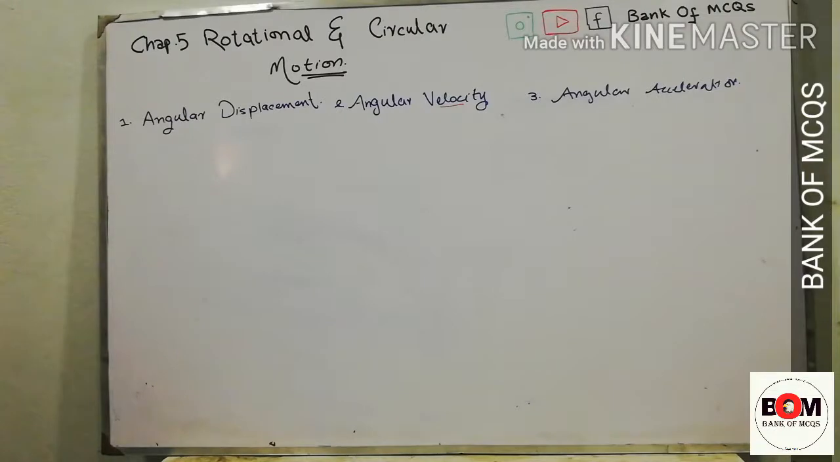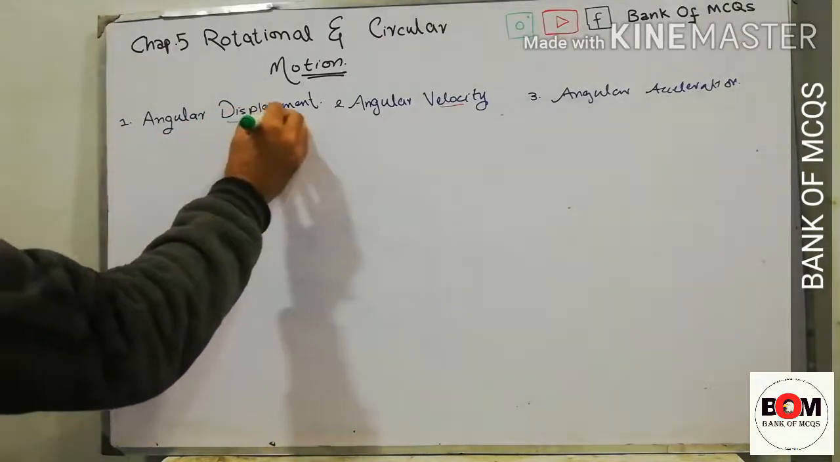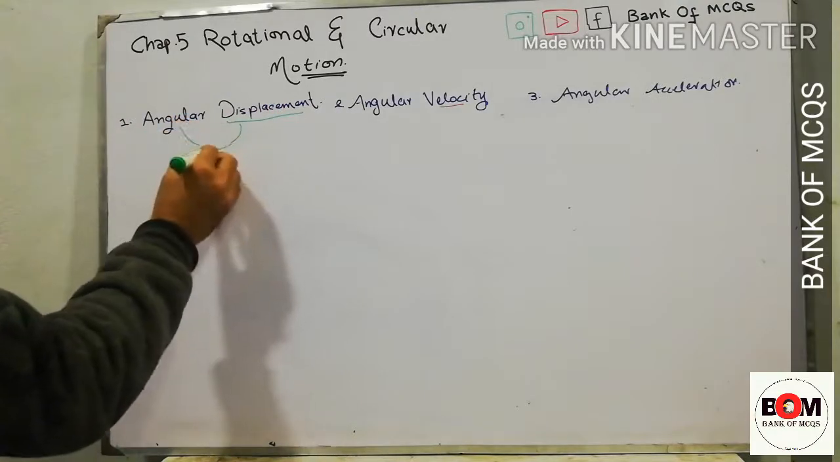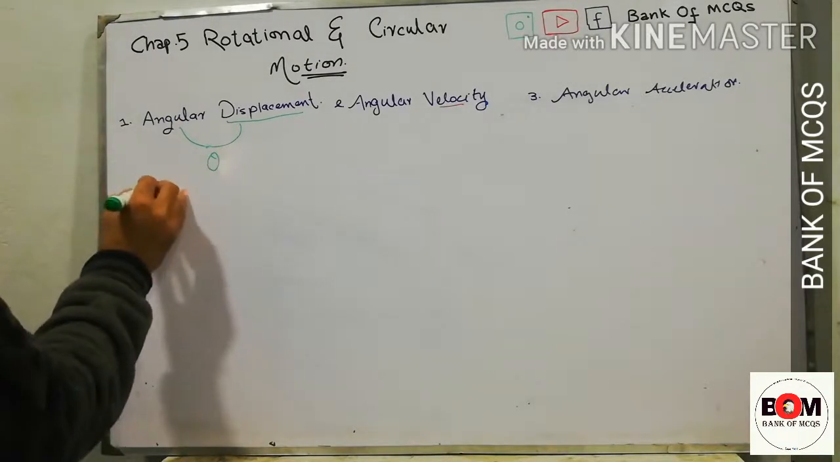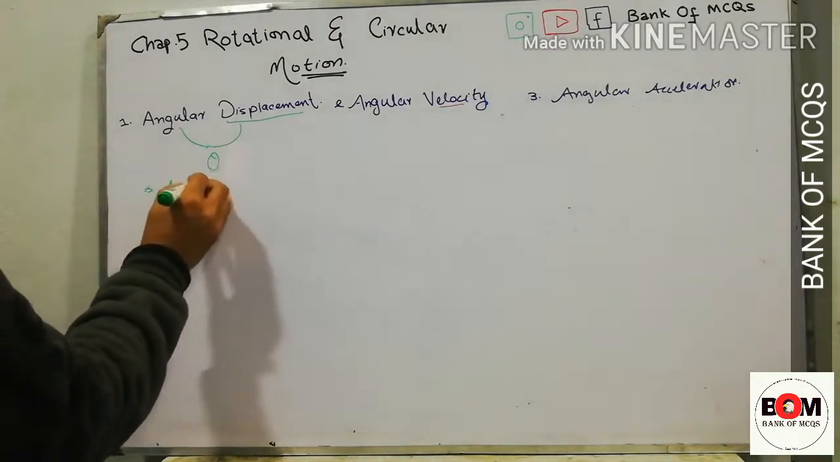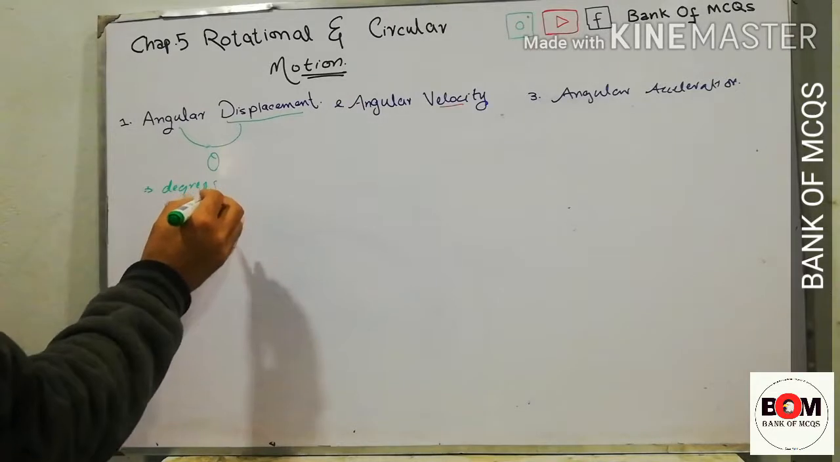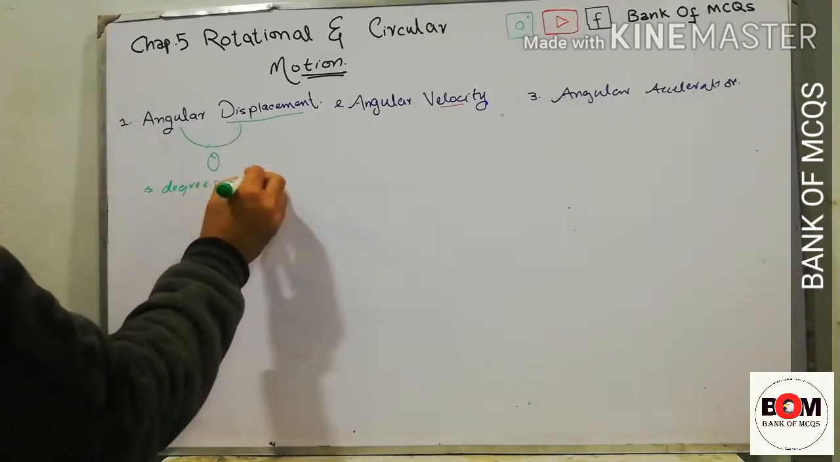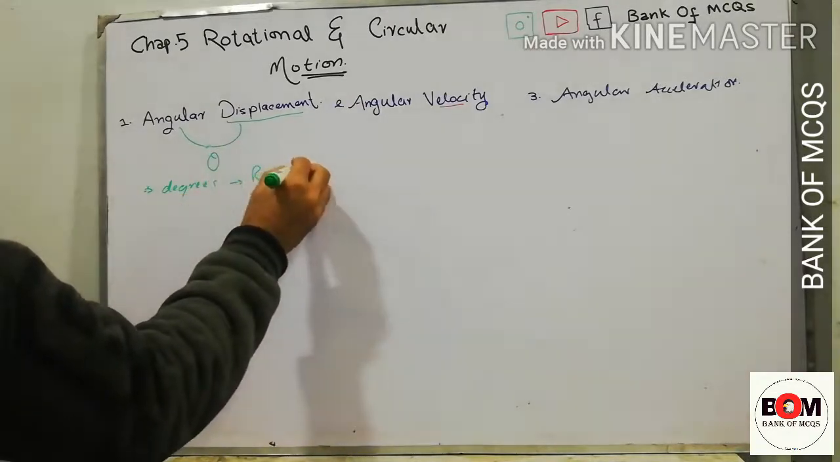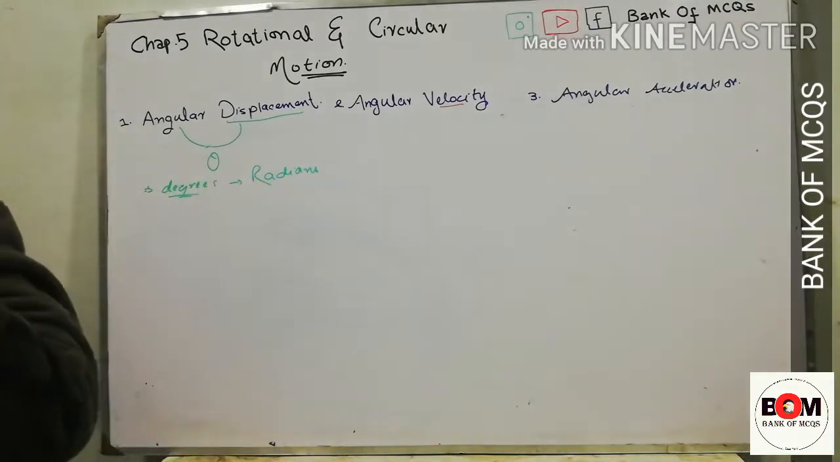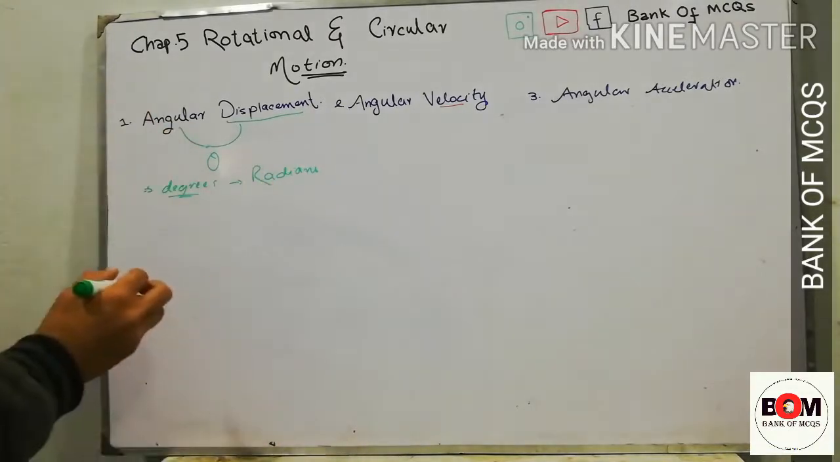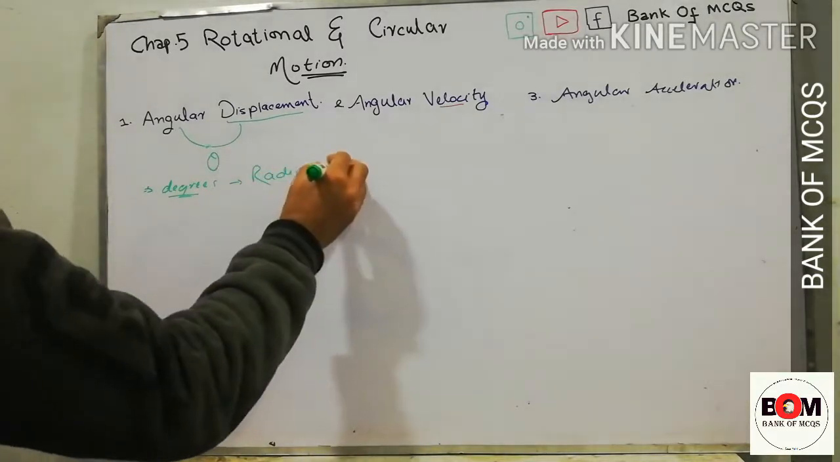So first of all, the angular displacement is the displacement that is covered at some sort of angle. The angular displacement is measured in degrees. Further on, it is also measured in radians. Normally we use degrees, but we can also use radians or revolutions.